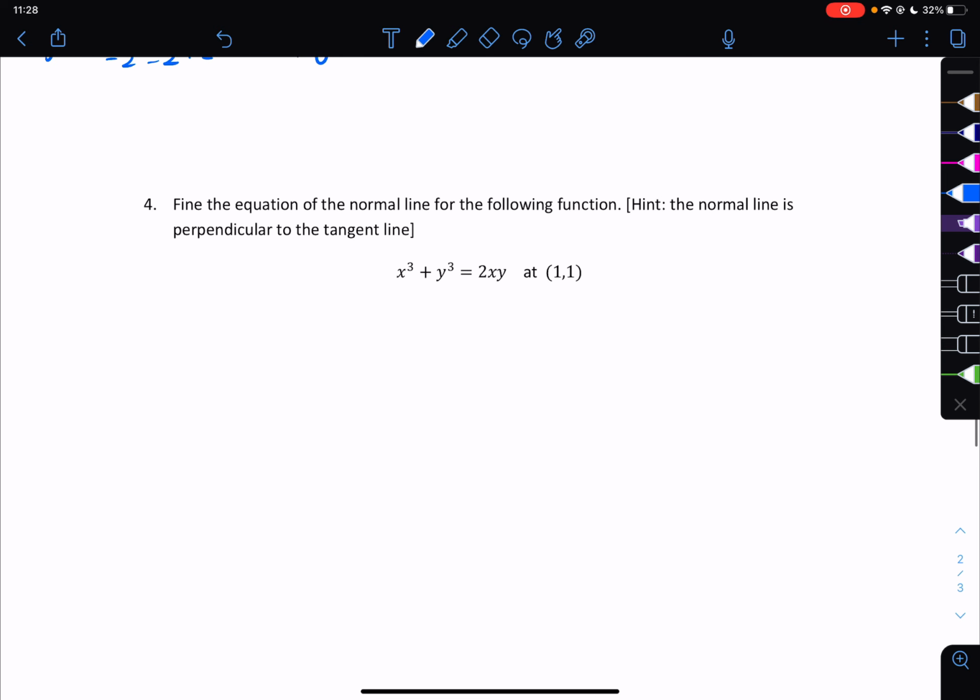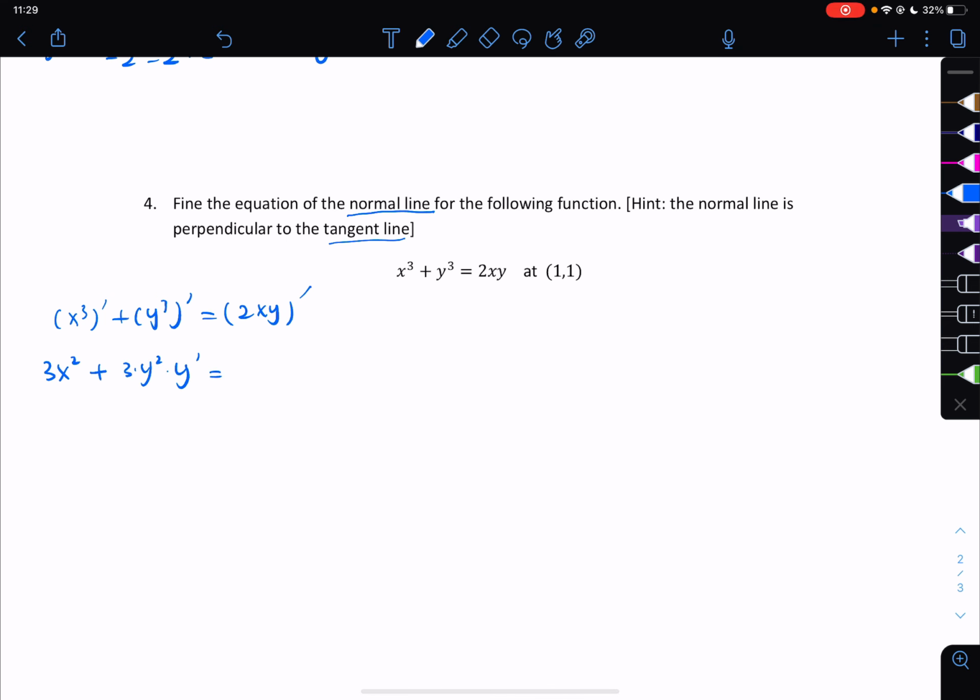Okay, so for the next problem, again you want to find the normal line, which means you want to find the tangent line first and then find the one that's perpendicular to it. So you want to find the derivative. In order to find the derivative, same idea: you take the derivative on both sides, following whichever rule is appropriate. It's a summation on the left, multiplication on the right. So you use power rule, and chain rule here, and then you have 2x prime y plus 2x y prime.